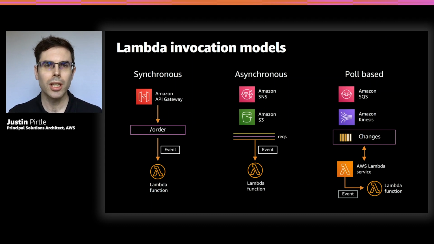We have synchronous invocations with API Gateway, where API Gateway makes a synchronous call to Lambda and blocks awaiting a response from Lambda before responding to the client that called it.